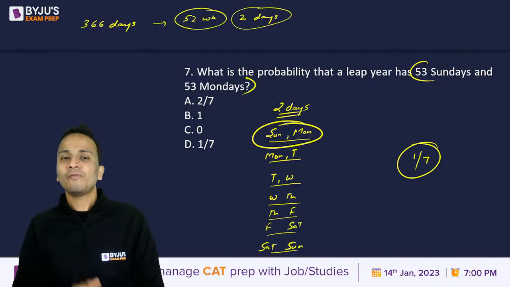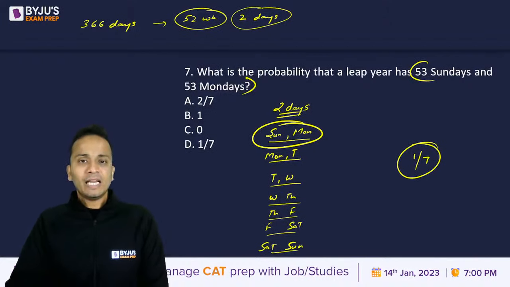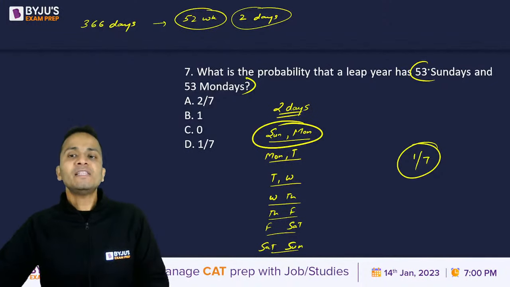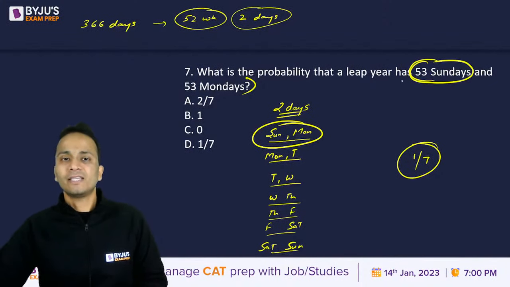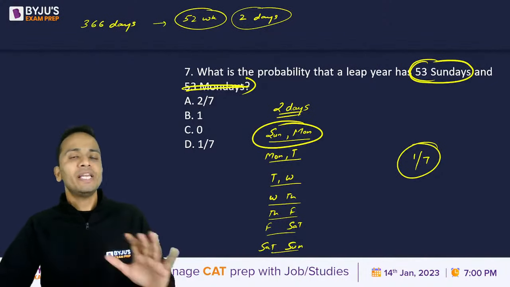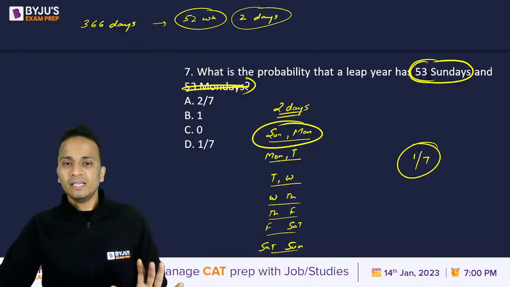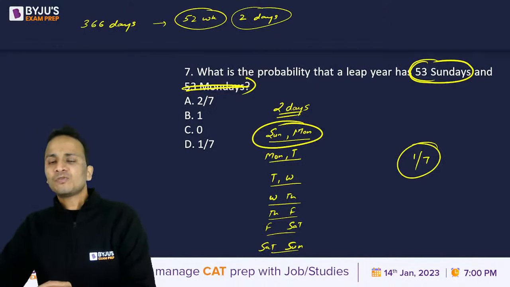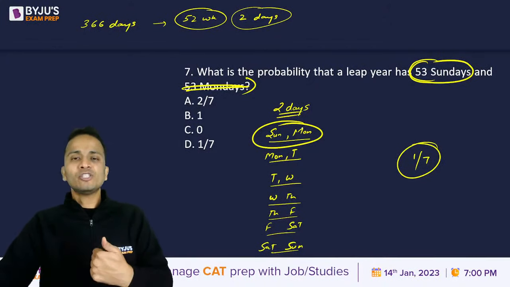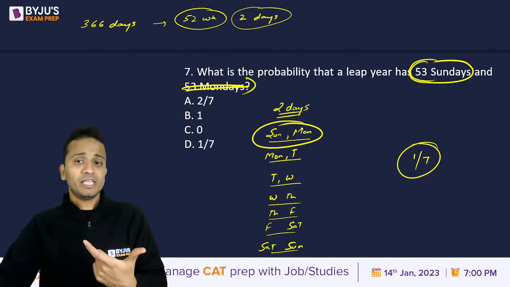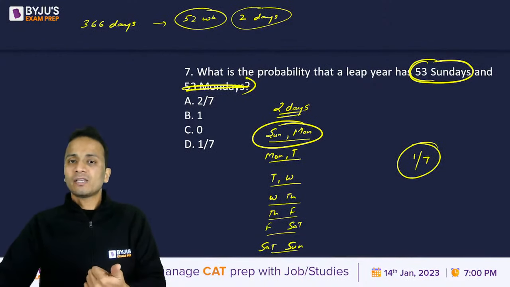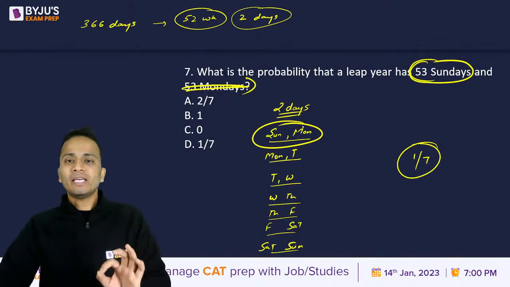What will be the language of the question? Okay. Now, if they're asking, what is the probability that the leap year has 53 Sundays, that's it. Nothing was said about Mondays. 53 Sundays. Okay. So now, what is the probability that a leap year has 53 Sundays? So that means whatever these two extra days are, one of the days should be a Sunday. Any one day should be Sunday.